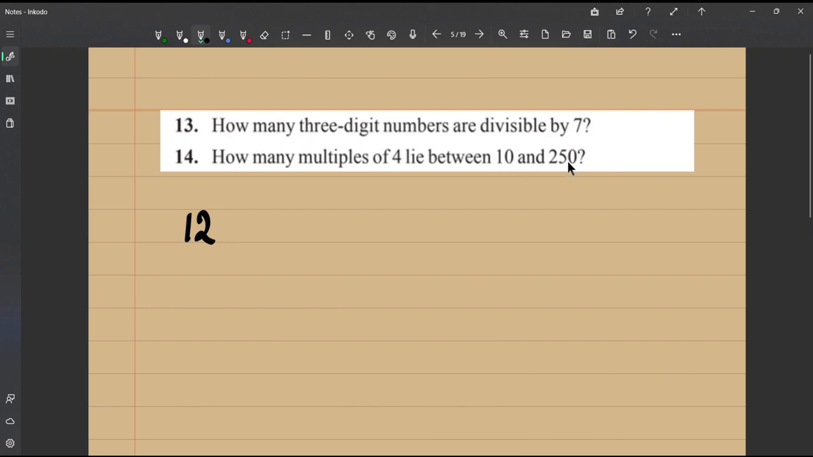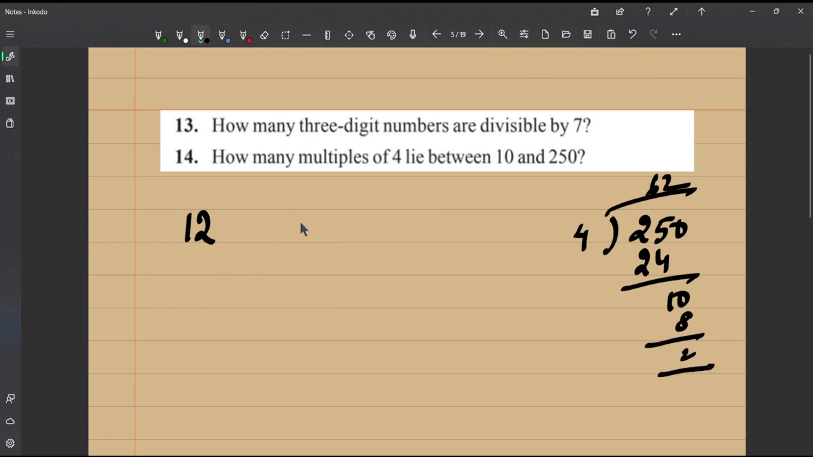And what about 250? What is the nearest number lesser than 250 which is divisible by 4? You can just follow the same procedure and find the remainder. 4 sixes are 24, 10, 4 twos are 8. Since 2 is the remainder, the largest number which is less than 250 and divisible by 4 would be 248. Now, for this arithmetic progression, which has a common difference of 4 because they are multiples of 4, and whose first term is 12, you can follow the same pattern.